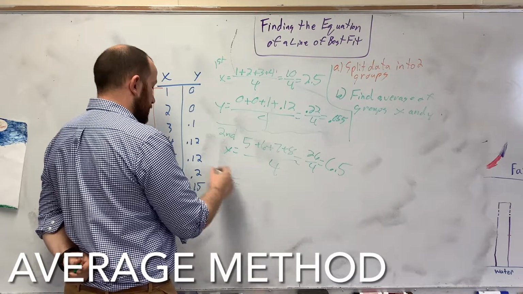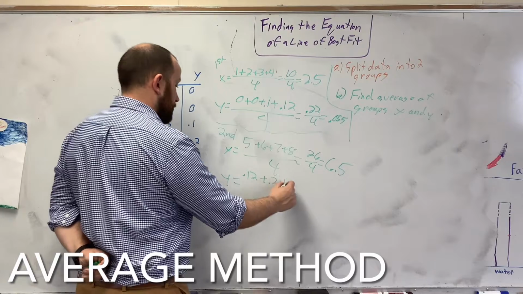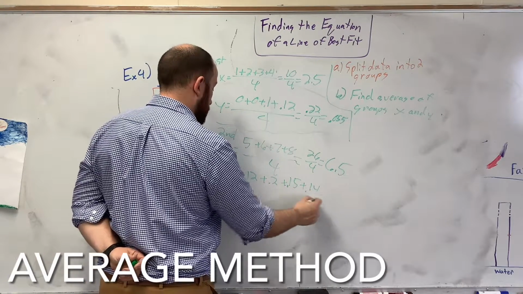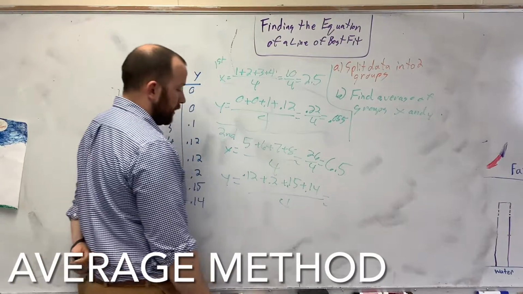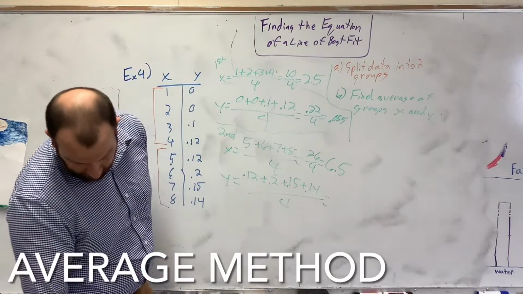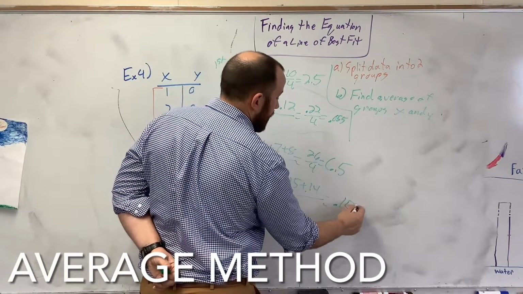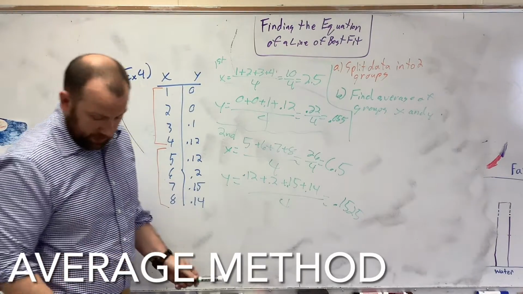And my Y is 0.12 plus 0.2 plus 1.5 plus 0.14, all over 4. So I add them all up and I get 0.1525. Thankfully I already did all the math, so I don't have to pull up my phone this time.